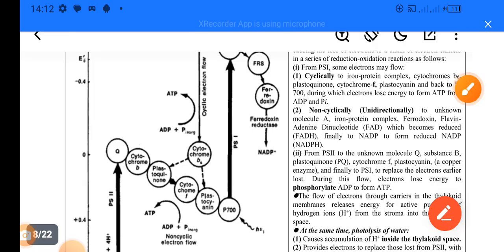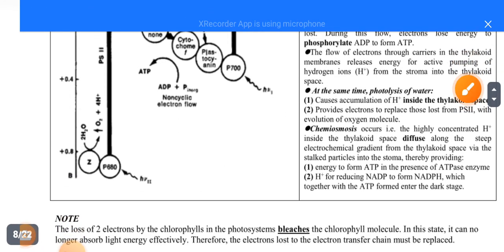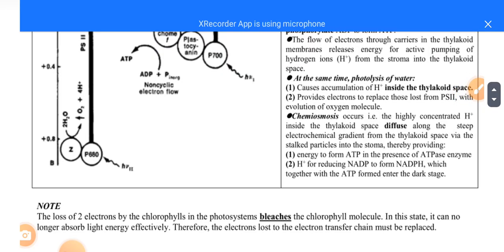Then we can also look at the non-cyclic, because these two are sisters and occur together. Non-cyclic phosphorylation is a process in photosynthesis where light energy is used to generate ATP and NADPH from ADP, an inorganic phosphate, and NADP plus. It also occurs in the thylakoid membrane of chloroplasts.